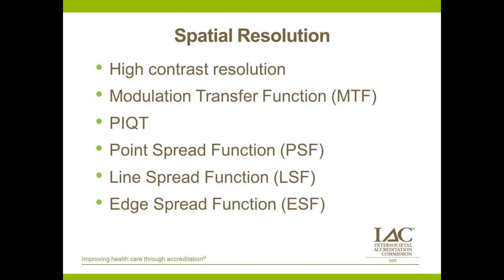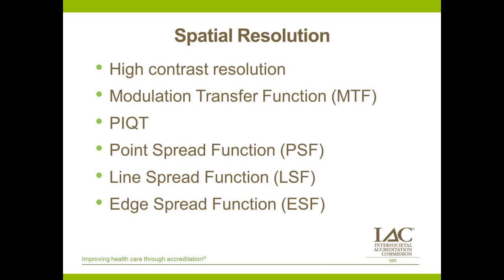Spatial resolution also is another one that shows up under a lot of different terms. So this is sometimes referred to as high contrast resolution. Some physicists and engineers will measure spatial resolution indirectly by measuring something called a modulation transfer function. A modulation transfer function is directly related to spatial resolution, but you measure it a different way, you calculate it a different way, but ultimately it's going to tell you the same kind of thing. One manufacturer uses something called a PIQT, which looks at spatial resolution.